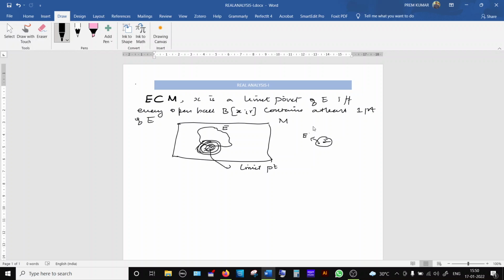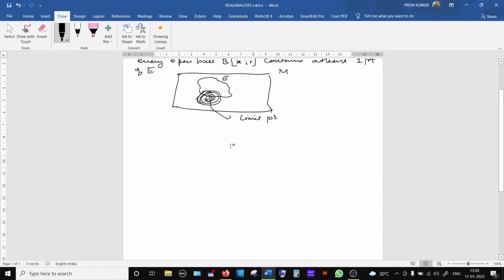So any open ball we draw about that point X will contain a minimum of one point. It's not a restriction that it be exactly one point; a minimum of one point must be there. If at least one open ball about the center X contains no point of E, then that point is not a limit point. So this is the result we discussed in the previous session.